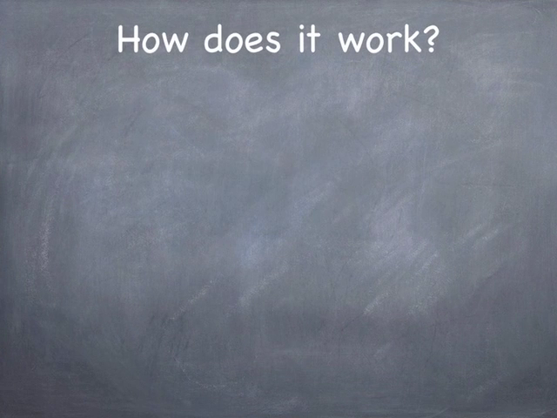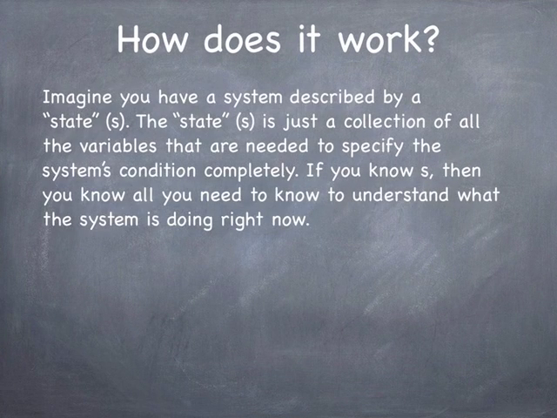All right, so how does it work? The idea is this. You imagine you have some system, and the system can be completely described at any moment in time as a state S. In other words, if you know S, then you know everything there is to know to tell what the system is doing at that moment in time. So, for example, if we're talking about a particle, if we knew its position and its momentum at any given time, then we would know everything there was to know to predict its future evolution, assuming we know something about the forces that are acting on the particle.